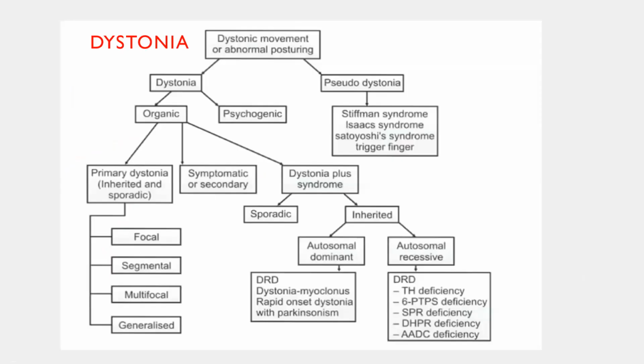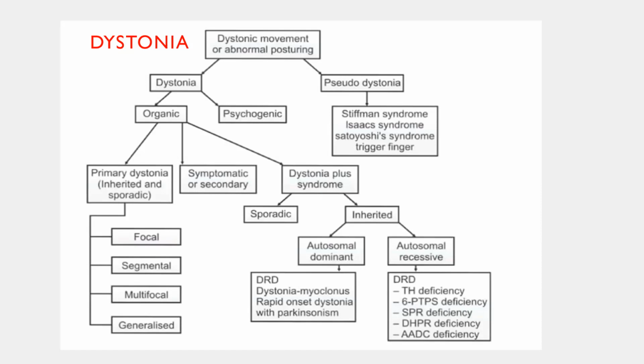Okay, so whenever the patient is having dystonia, you must rule out pseudo dystonia, because sometimes like stiff person syndrome, Isaacs syndrome, Satoyoshi syndrome. In Satoyoshi syndrome, the patient is having GI symptoms and tremors. Okay, that also sometimes looks like dystonic movement. These all come under pseudo dystonias. And psychogenic dystonias should also be ruled out. Like psychogenic movement disorder, I will tell in the last slide.